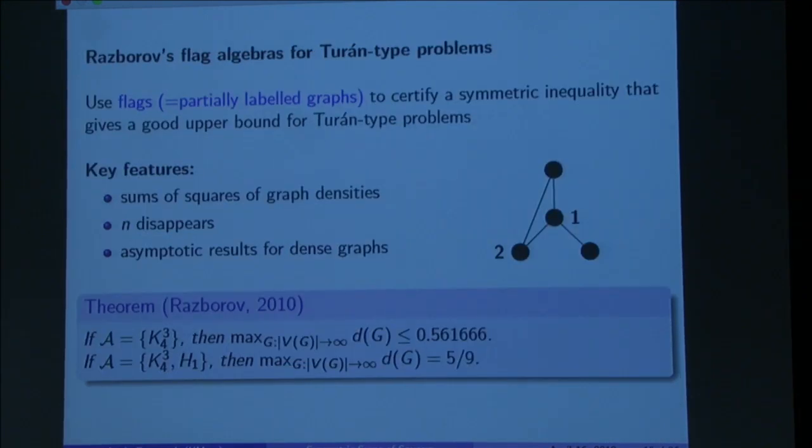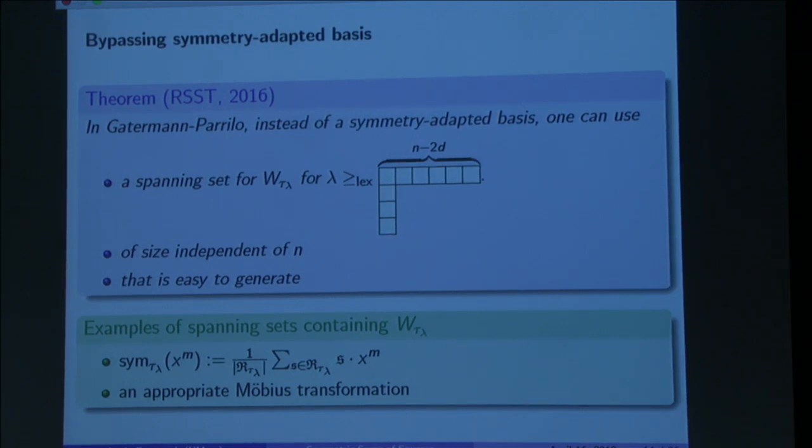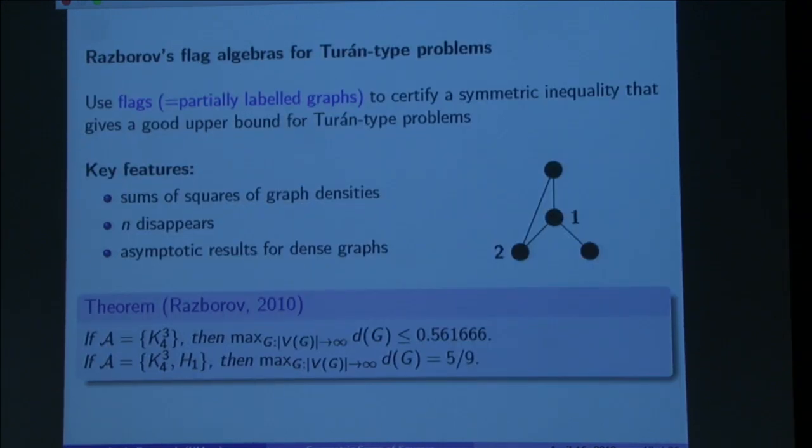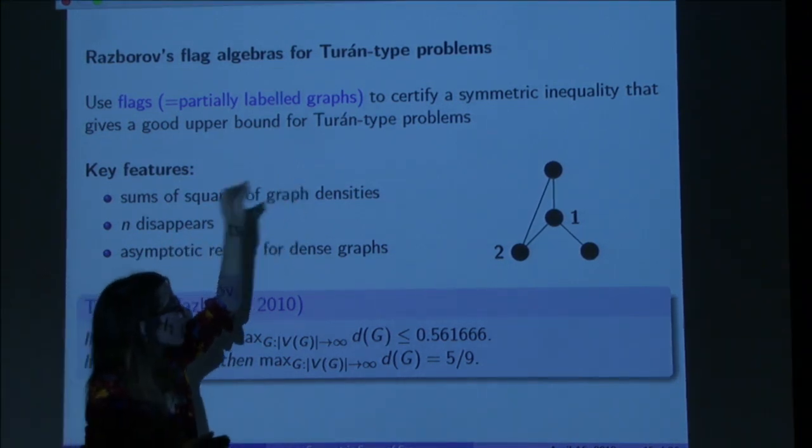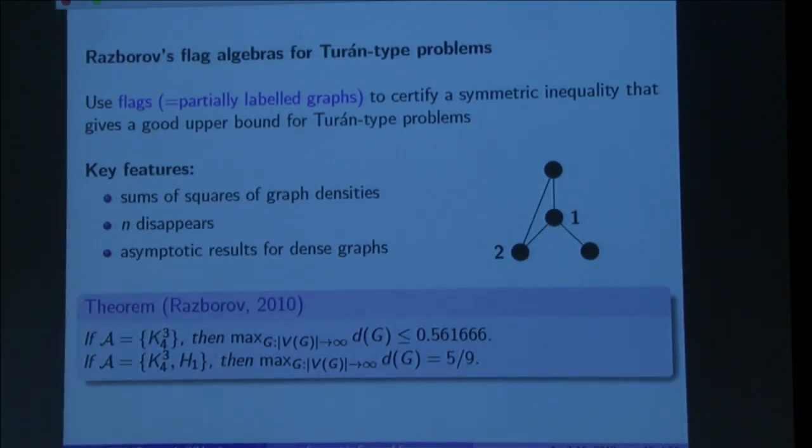So how does this relate to flag algebras? So what is a flag? A flag is just a partially labeled graph. And what Razborov does with these partially labeled graphs is to certify a symmetric inequality that gives a good upper bound for Turán-type problems and other types of problems too, but let's stick to our setting, so Turán-type problems. They might not be the flags that you've seen before. There are many flags in math. Why have another kind of flag? Well, because Sasha thinks that they're the best named flags.